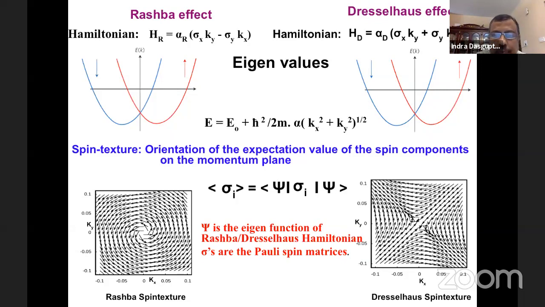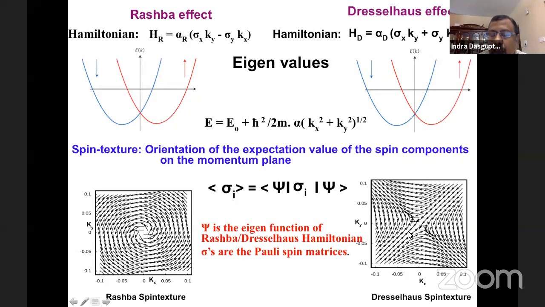So what distinguishes between a Rashba effect and a Dresselhaus effect? The thing which distinguishes them is the spin texture. So what is spin texture? You have to calculate the expectation value of the spin operator, Sx, Sy, and Sz. The orientation of the expectation value of the spin operator is essentially the spin texture. As you can see, the Rashba spin texture looks something like this, which essentially rotates around the point in which I am interested in the Rashba effect.